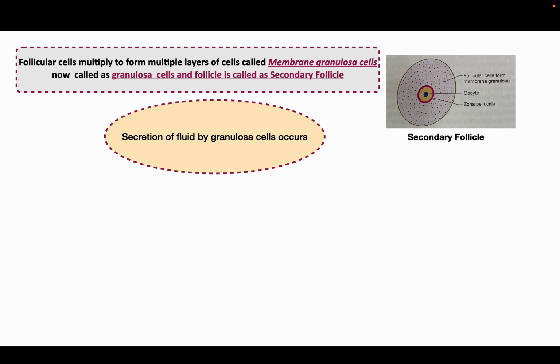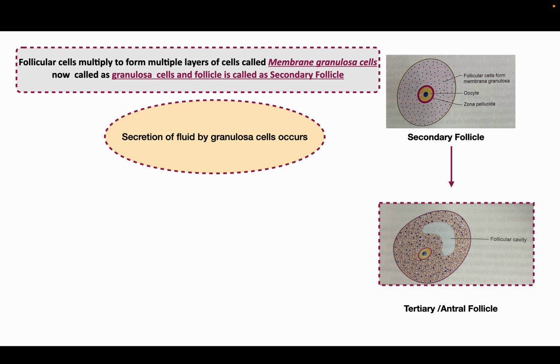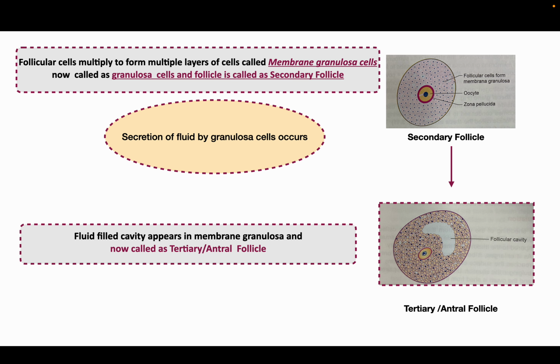These granulosa cells secrete fluid. With the secretion of fluid, within the intercellular collections of fluid, small cavities are formed, and later those cavities join to form a bigger cavity known as the follicular cavity. With the appearance of this cavity, it is now called a tertiary or antral follicle, and this cavity is fluid filled.